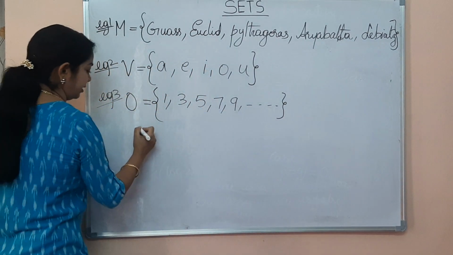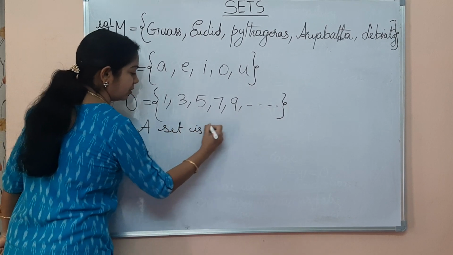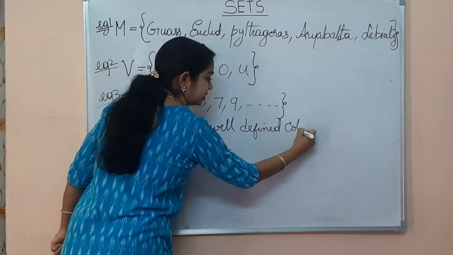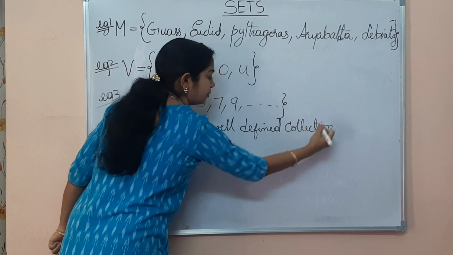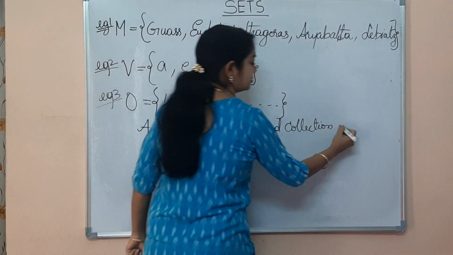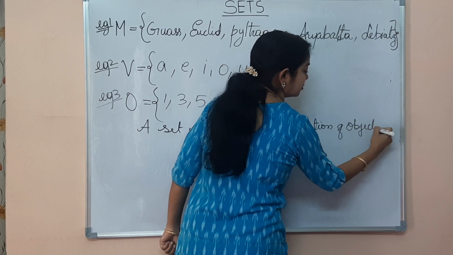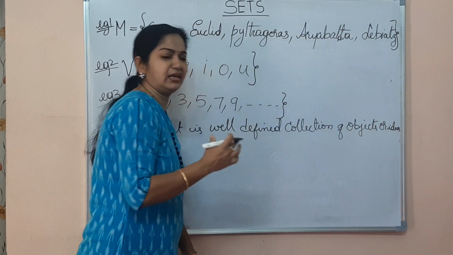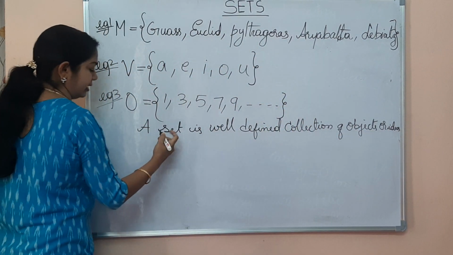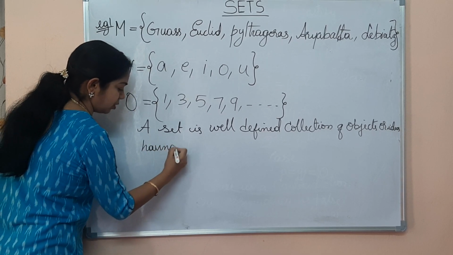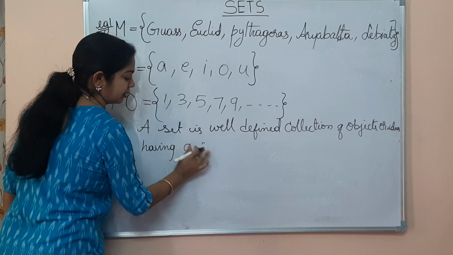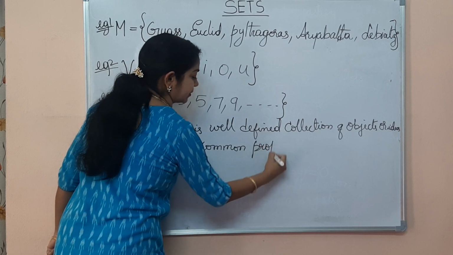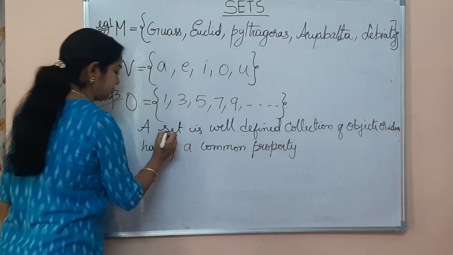So what is a set? A set is a well-defined collection of objects, things or ideas. Here if I say objects, everything will come under that: names, places, anything. Okay? Or ideas having a common property. This is simply a set.